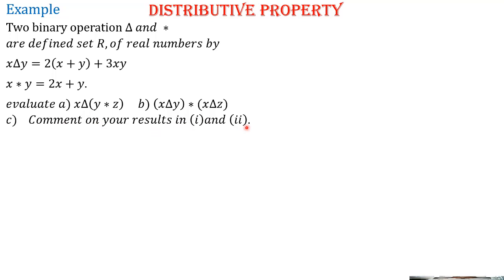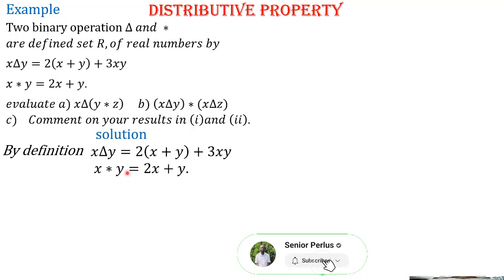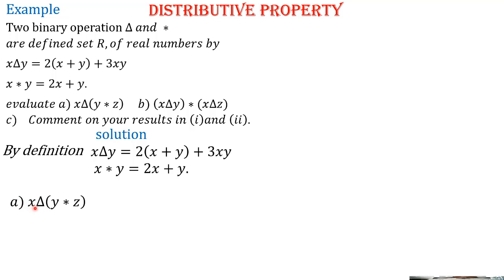Solution. By definition, here we have two definitions, right? Good. So here we have triangle and star. When we see star, we just use this one, and when we see the triangle, we substitute this definition. So this is the definition for x triangle y, and this is the definition for x star y. So let's solve for I: x triangle (y star z).